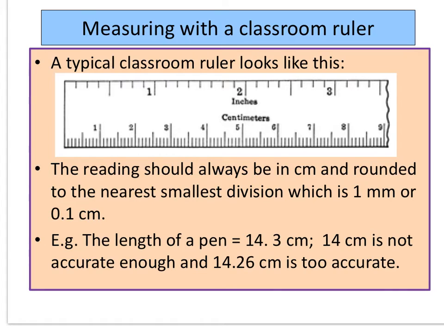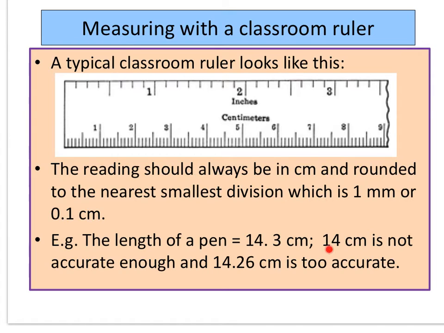And also you'll notice the smallest division here is 1 millimeter, and therefore the reading we take should always be in centimeters as a practice, and then rounded to the nearest smallest division, which is 1 millimeter or 0.1 centimeter. For example, the length of a pen could be something like 14.3 centimeters. This is the millimeter. 0.3 centimeter means 3 millimeters.